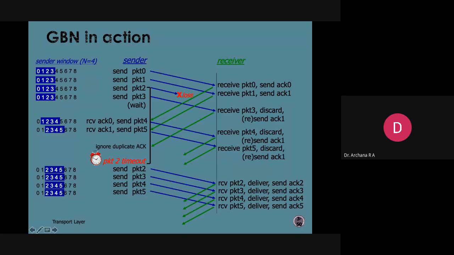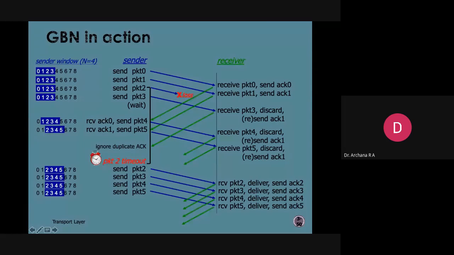So now there is a timeout. Usually whenever you are going to send a packet, a timer will be started. Whatever acknowledgement you have received, the window will be shifted to the next set. Now you have received the acknowledgement of packet 0, so the window will be moved to the next step.